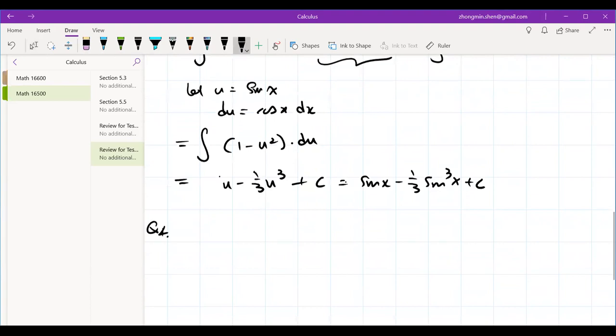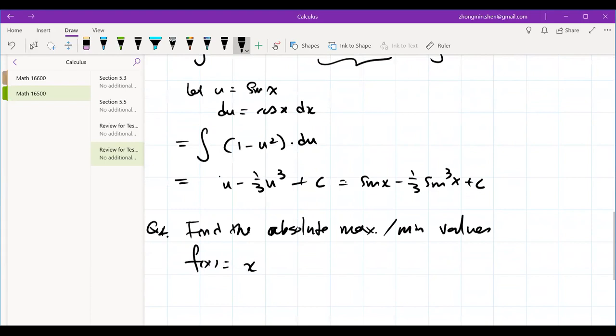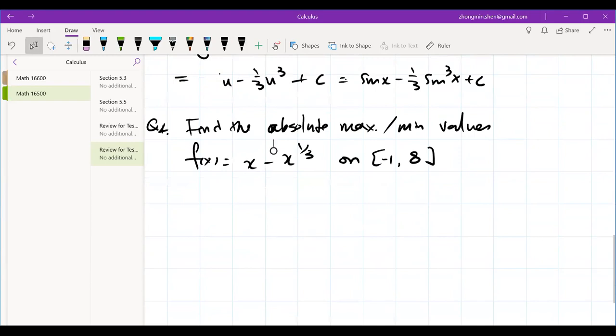There is always a problem about finding the maximum value and minimum value of a function. Find the absolute maximum and minimum values of a function. So x to the 1/3 on the interval from -1 to 8. Right, so this function is defined on the whole interval.